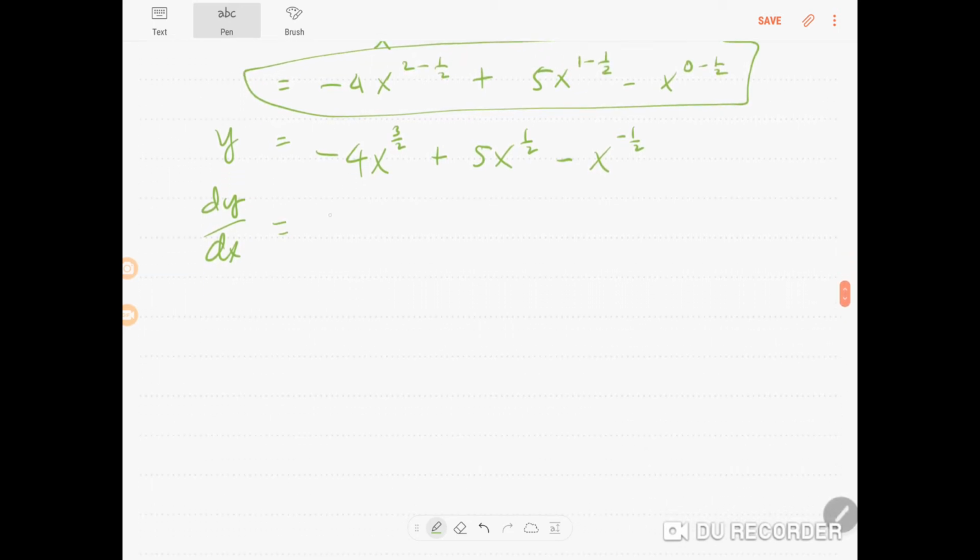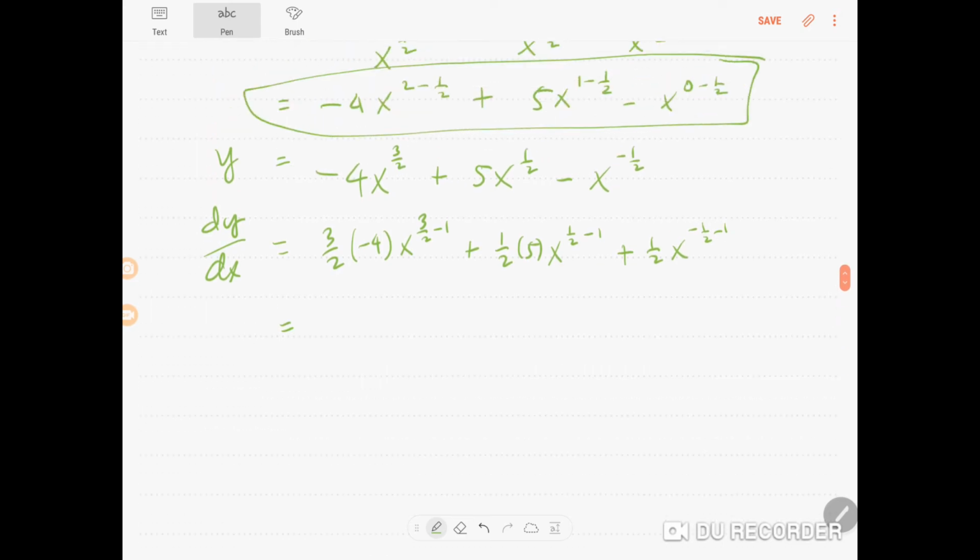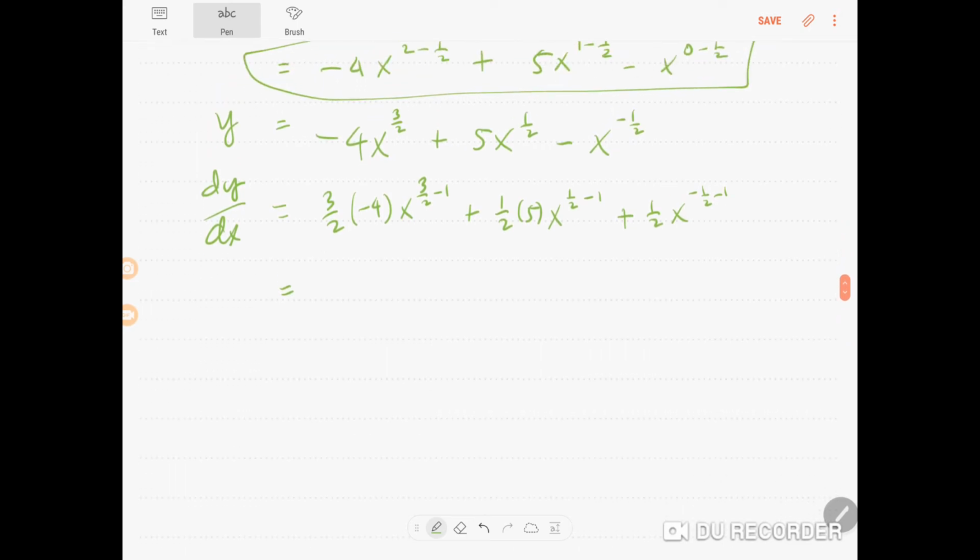So in this case, it's basically 3 over 2 times negative 4x to the power of 3 over 2 minus 1, and the same case with half times 5x to the power of half minus 1, and also positive half times x to the power of negative half minus 1, and keep on going until you get the simplest form.